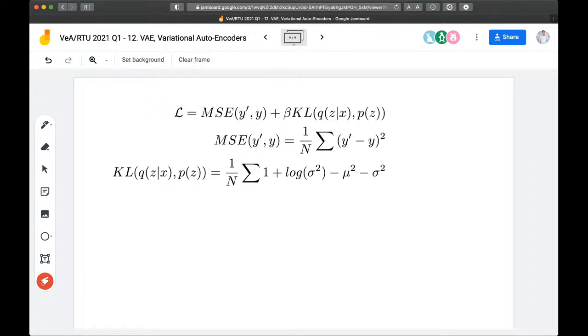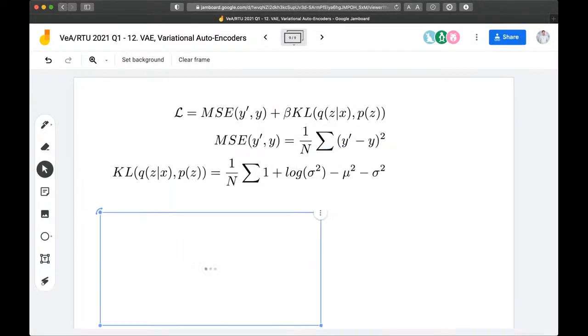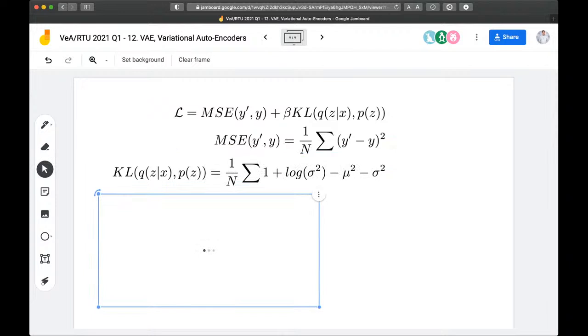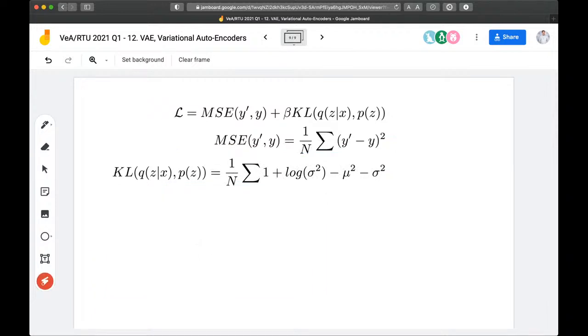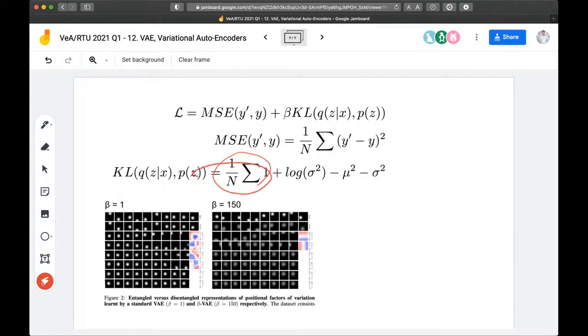So, some examples that I can show you. By the way, it also depends on whether you use a sum or a mean. If you use a mean here, in front, then definitely this is not going to be 150 and 1. It might be 0.1 and 0.01. But still, the idea is that if you have a larger beta, then you have a lot of z vector dimensions.